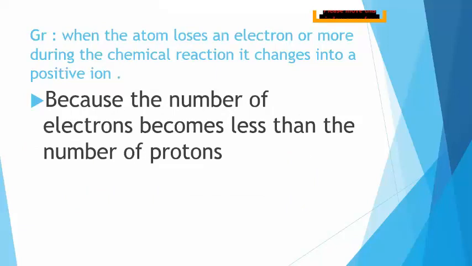There is a very important question. Give reason: when the atom loses an electron or more during the chemical reaction, it changes into a positive ion. Why does it carry a positive charge? The answer: because the number of electrons becomes less than the number of protons after the atom loses electrons. So the number of protons will be more than the number of electrons, so it carries a positive charge.